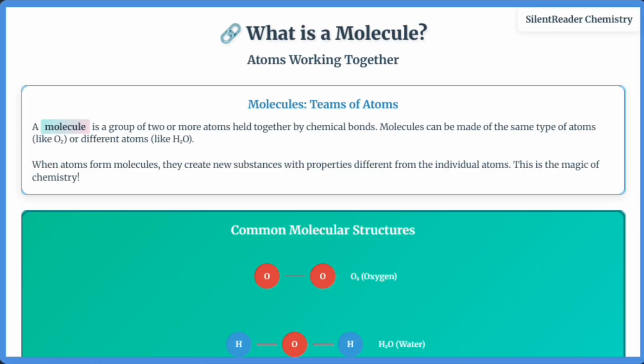We have diatomic molecules like O2 and N2, polyatomic molecules like O3 ozone, compound molecules like H2O and CO2, organic molecules based on carbon, and macromolecules like DNA and proteins. Molecular formulas like H2O and CO2 tell us exactly what atoms are in each molecule.